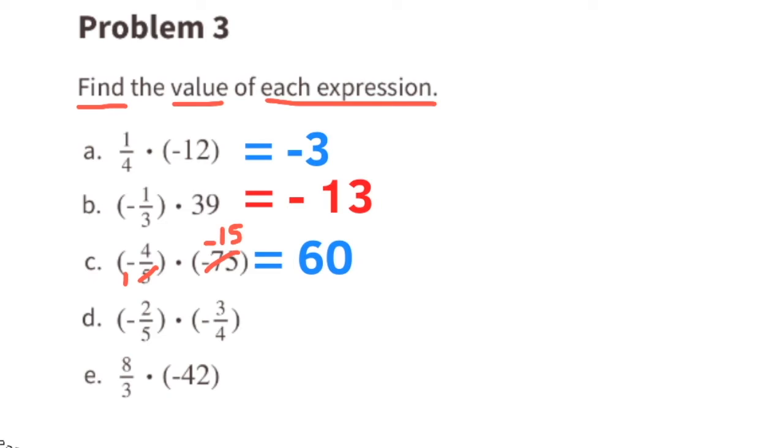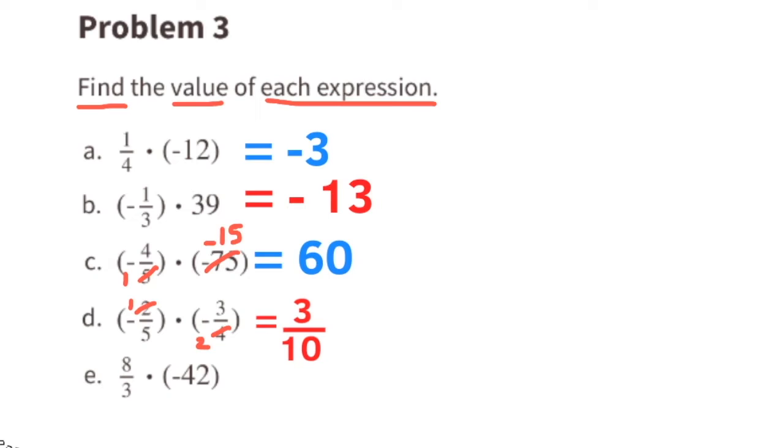D. Negative 2/5 times negative 3/4. We can cross cancel. 2 divided by 2 is 1. 4 divided by 2 is 2. We can rewrite this as negative 1/5 times negative 3/2. The negative times a negative is a positive. 1 times 3 is 3 on top, and 5 times 2 is 10 on the bottom, for a positive 3/10.